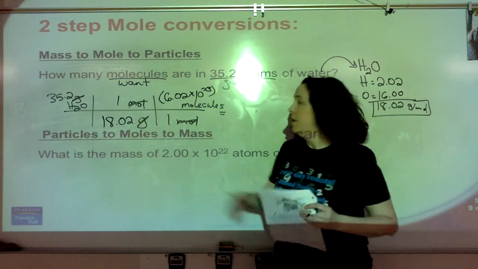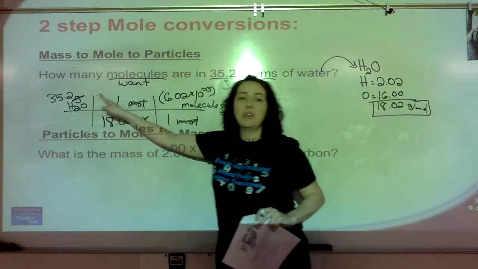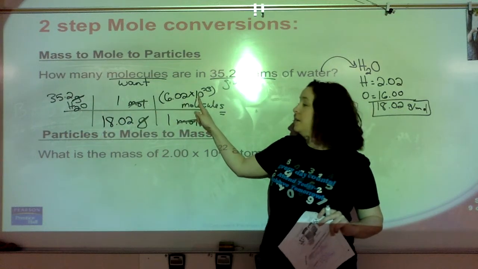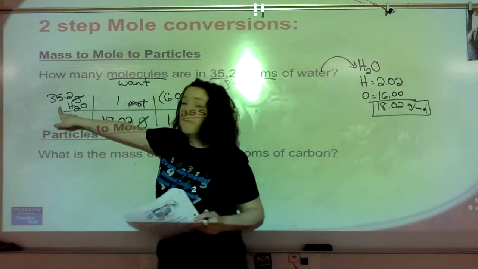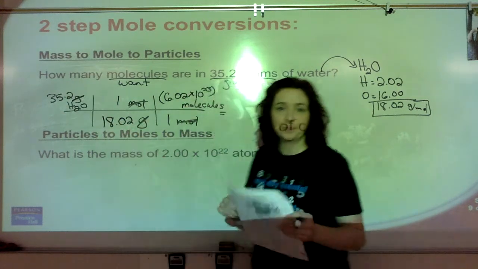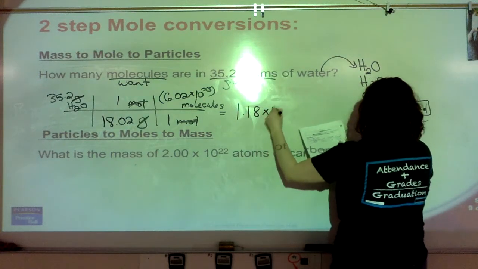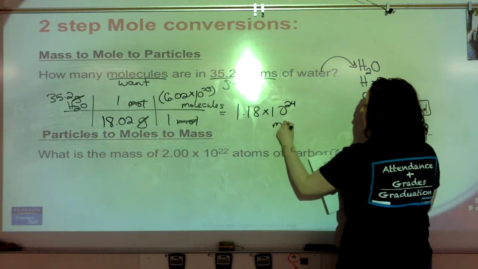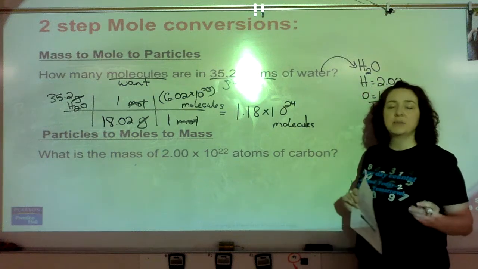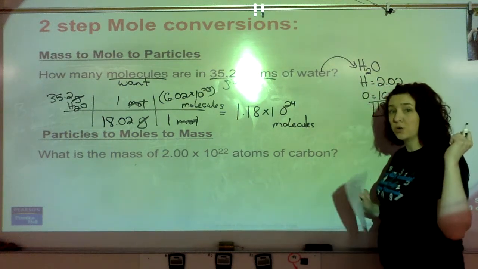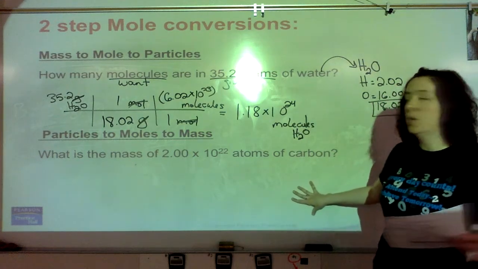Moles cancel out. So my grams canceled out, my moles canceled out. So be careful when you multiply. Multiply on the top, Avogadro's number in parentheses, and then divide by 18.02. Sig figs have to match the given, so 3 in our answer. Okay, so the answer is 1.18 times 10 to the 24th molecules. And if I want to look really smart, molecules of H2O. Okay, let's do another one.